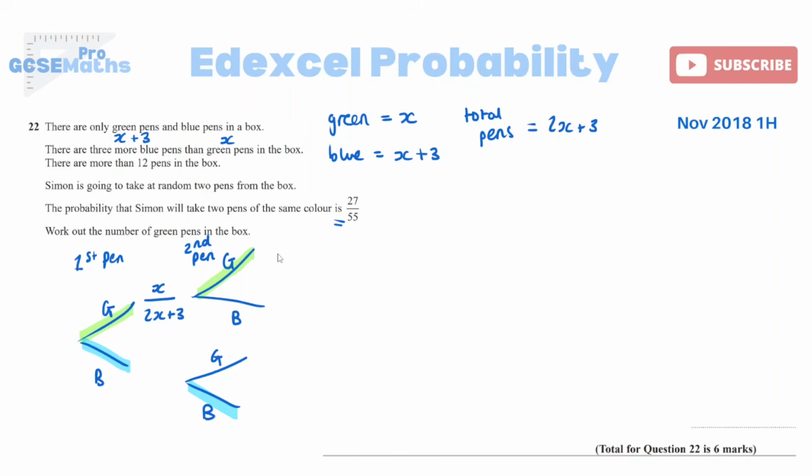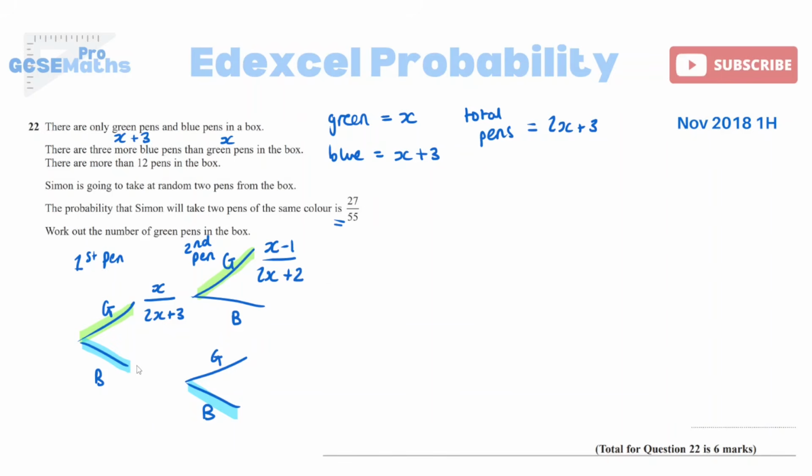Now, when he picks another pen, because he said he's going to take 2 pens, it doesn't suggest that he's going to replace them. It just seems as though he's going to take one and then immediately take another. So when we go back for our second pen, there's going to be 1 fewer green pen and 1 fewer pen overall. So instead of plus 3, we can make that plus 2. Same for the bottom one.